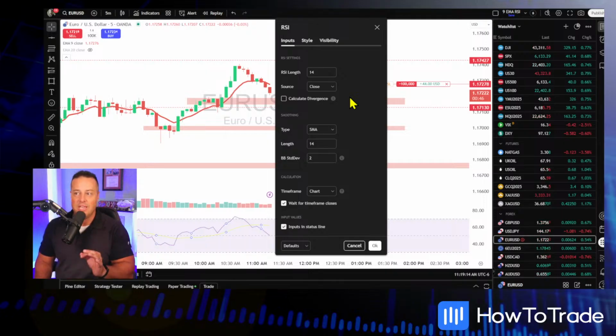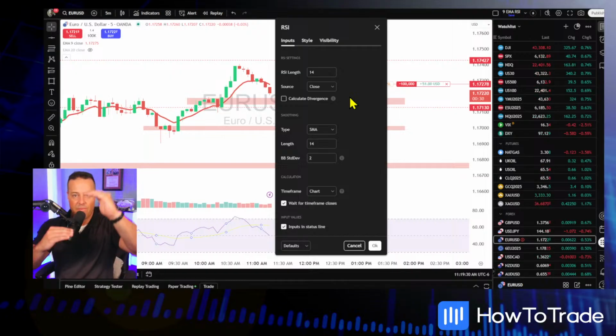Simple's better. These are the factory settings. RSI length is 14. Source is close. Smoothing, don't worry about it. Just leave it. You don't need to do any of it. 14 is your length. That's our periodicity: 14 price bars based on the close. You guys are starting to understand what it is now? It's just an average. It's an envelope for pricing.